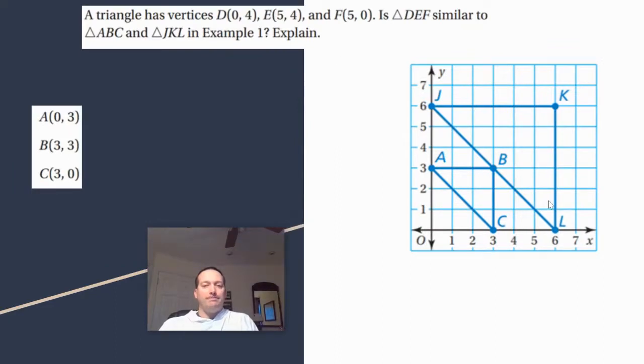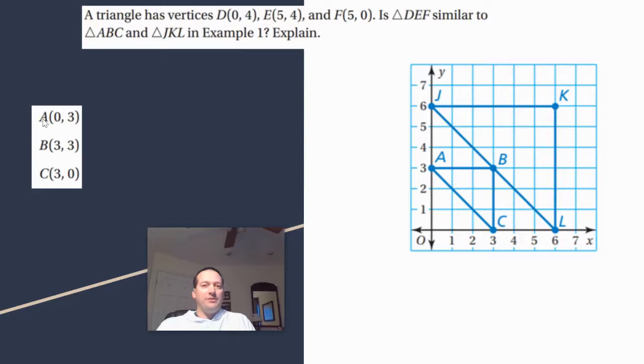So let's look at this one. What happens if I drew a new triangle? That's not on here, but it has points (0, 4), (5, 4), and (5, 0). Is this similar to these two similar triangles? That's another thing: if you have two similar shapes, and you can figure out that a third shape is similar to one, it will be similar to the other as well.